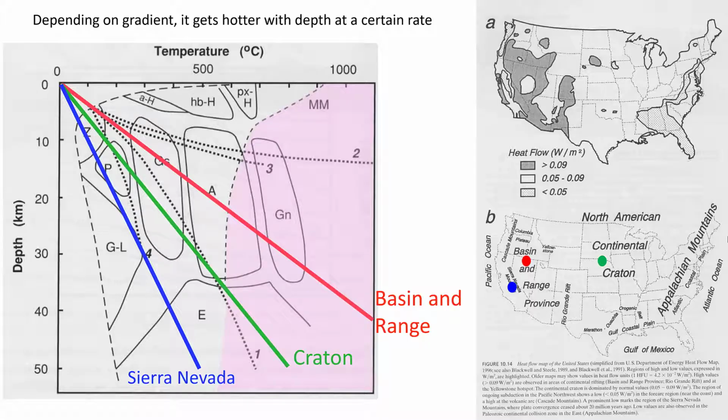Depending on the geothermal gradient, or the pressure-temperature gradient, it gets hotter with depth at a certain rate, again depending on where you are within a plate. Take, for example, the United States. We have the Sierra Nevada, the Craton, and the Basin and Range province. These 3 regions have different pressure-temperature gradients, and therefore rocks of different metamorphic grades, and therefore different metamorphic mineral compositions are found in each of these regions.